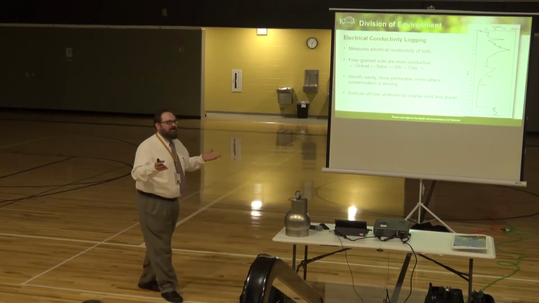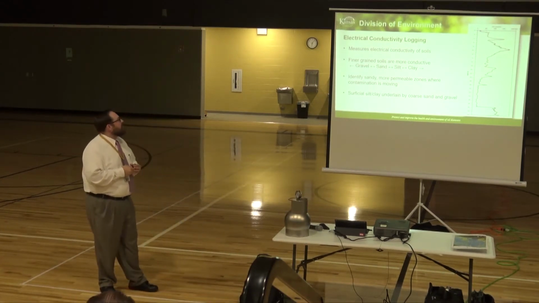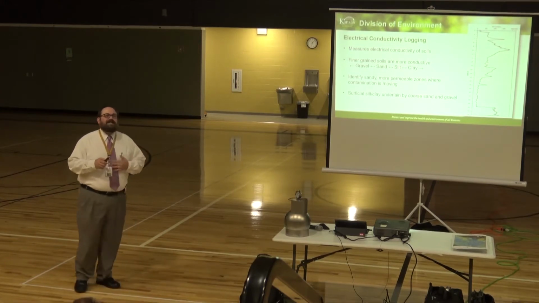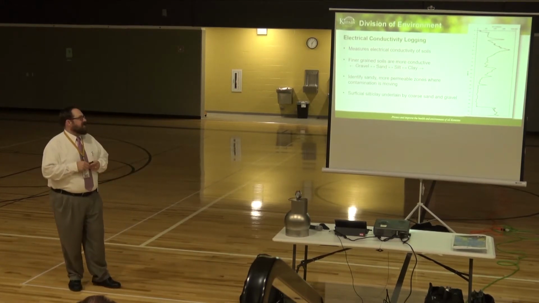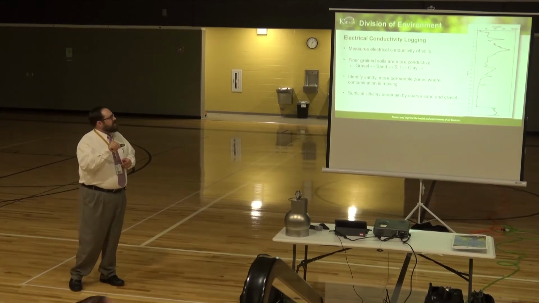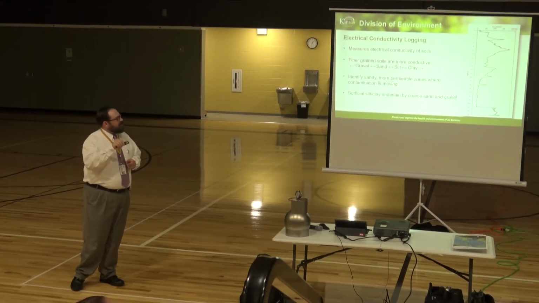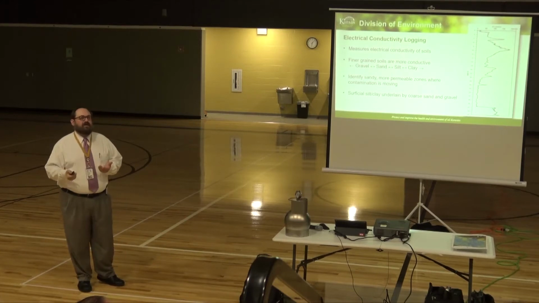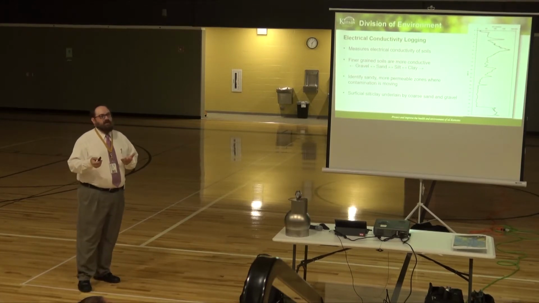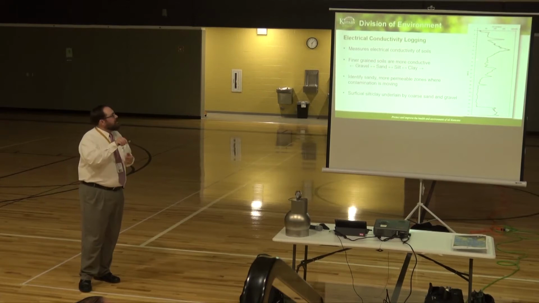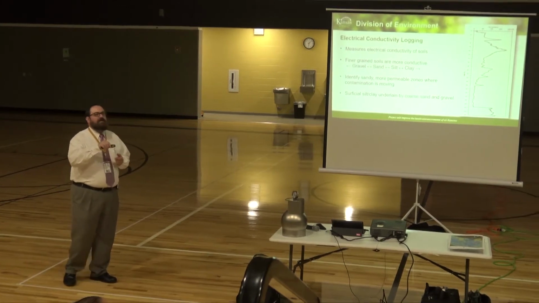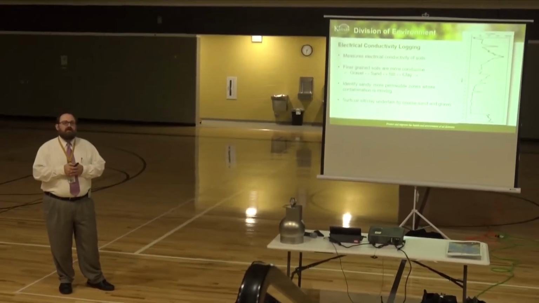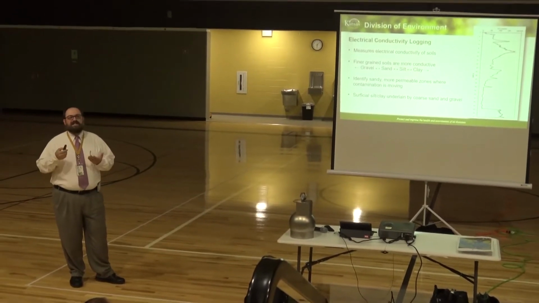The graph on the right is an EC log that was done at the site. As that log was advanced down from the ground, you can see that it wants to move to the right. That means it's a higher conductive soil, which means it's a finer grain soil, more like a silt or a clay. And then once we got deeper, the conductivity was much lower, so it's more indicative of the sand.